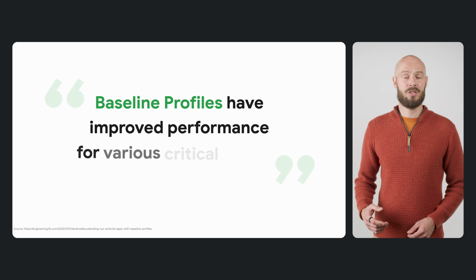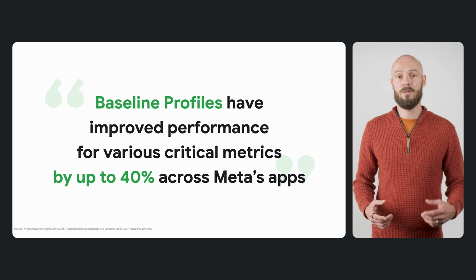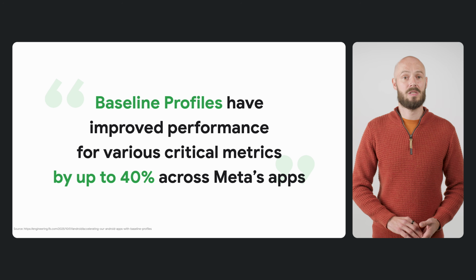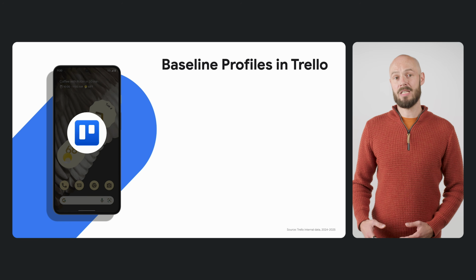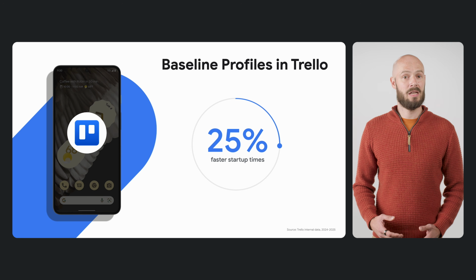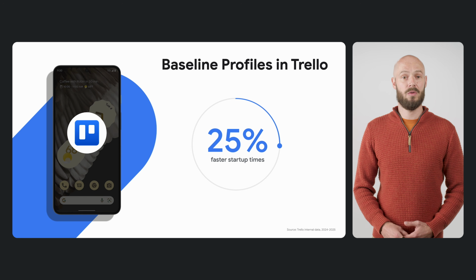The same article mentioned that baseline profiles has improved performance for various critical metrics by up to 40% across their apps. Baseline profiles are a stable technology that has shown to improve app performance significantly across a large variety of apps. The engineering team at Trello also was able to reduce their app startup time by 25% after introducing baseline profiles to their app. You will learn more about baseline profiles throughout Performance Spotlight Week.